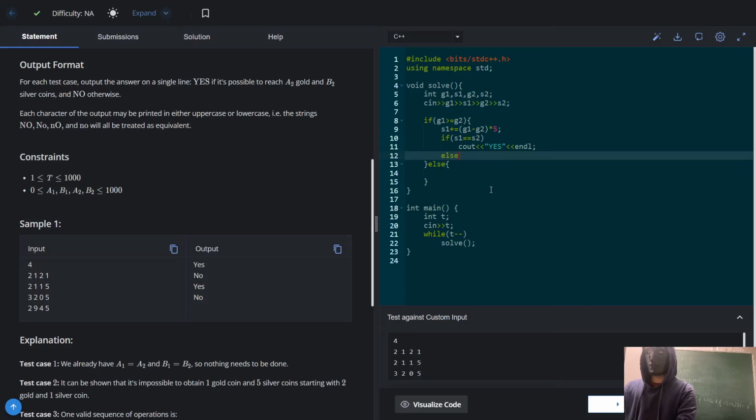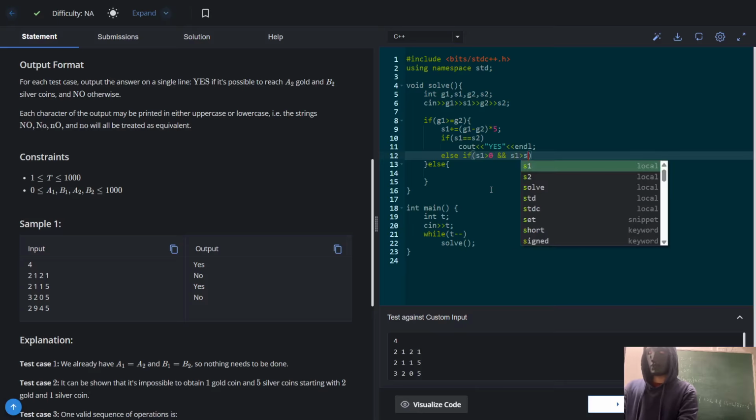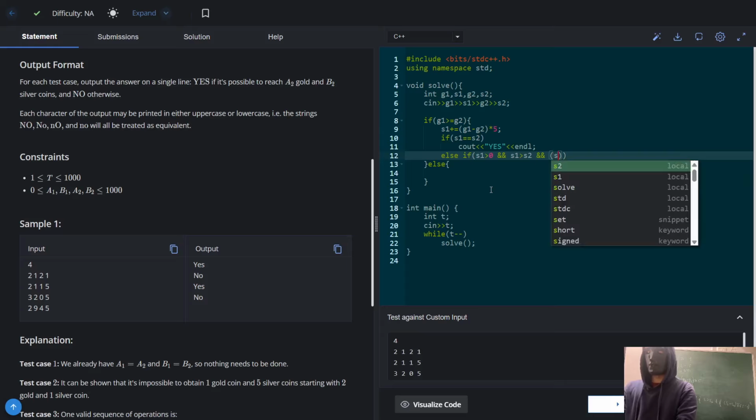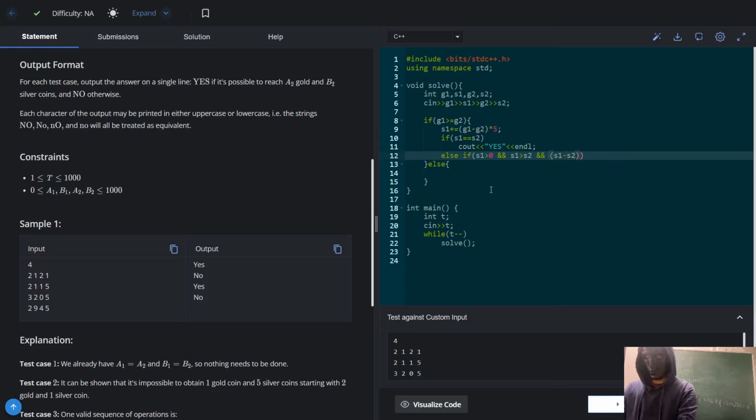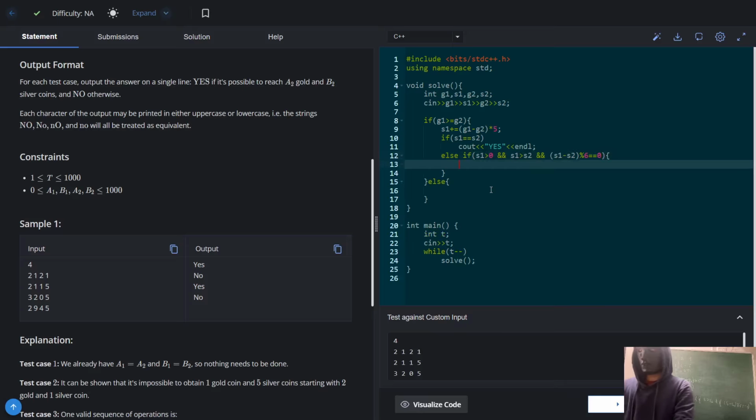Else if you will be checking like S1 has to be greater than 0, and S1 has to be greater than S2, and (S1 minus S2) modulo 6 equals 0, which means your silver coins are greater than 0 and greater than final, and whatever extra we have is exactly divisible by 6, which means we can use the discard operation.